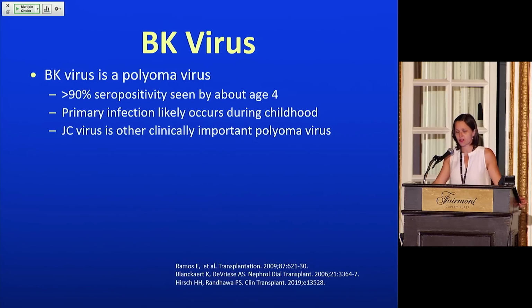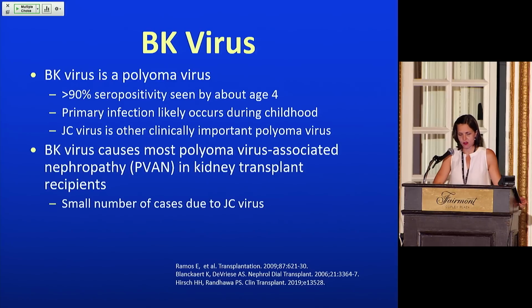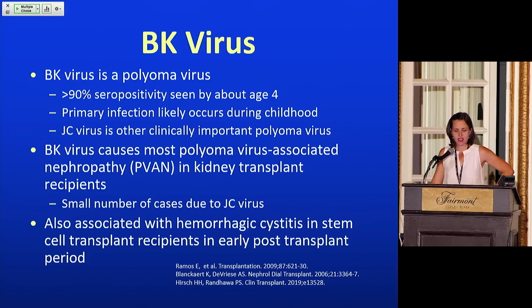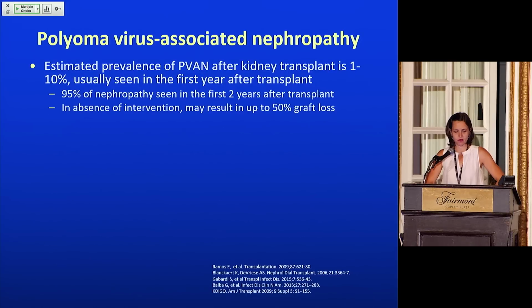JC virus is the other clinically important polyomavirus you may hear about. BK, though, causes most of the polyomavirus-associated nephropathy in kidney transplant patients. There's only just a smattering of cases due to this JC virus. It can also cause hemorrhagic cystitis and very rarely nephritis in stem cell transplant patients in the early post-transplant period.